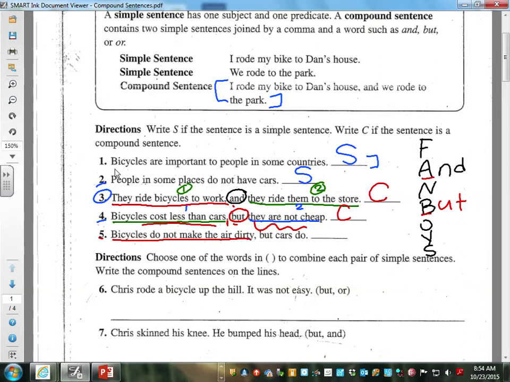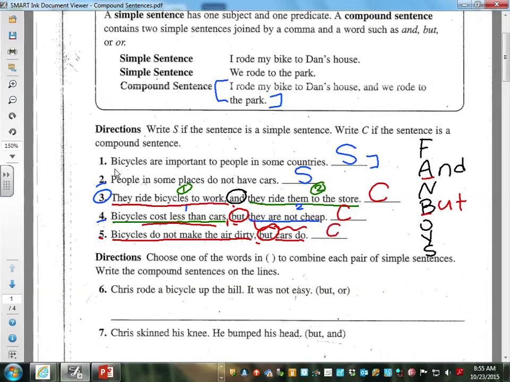Bicycles do not make the air dirty. What is my second complete thought? Cars do. You have two complete sentences within a compound sentence. What is my conjunction? But. We've already put that in fanboys. What comes immediately before our conjunction? A comma. So this is a what type of sentence?